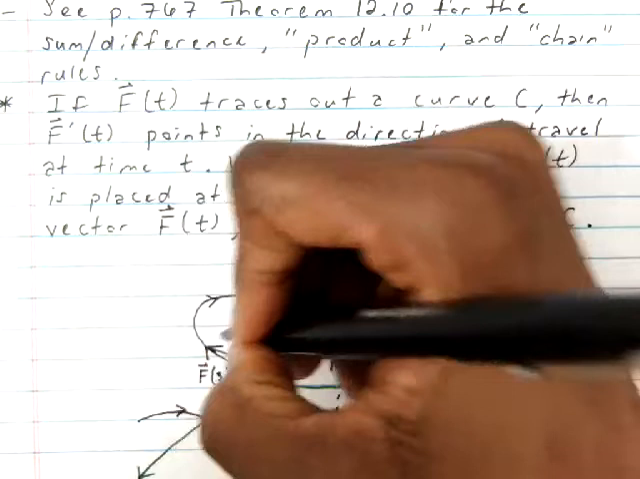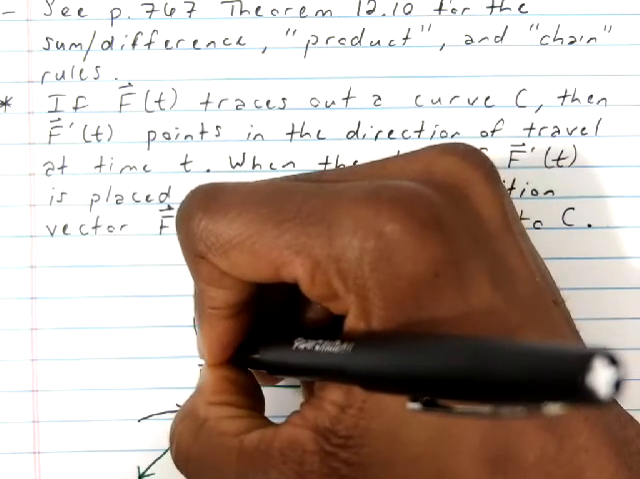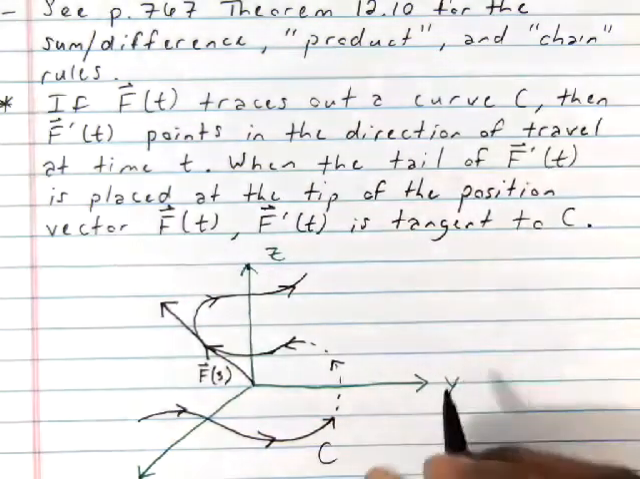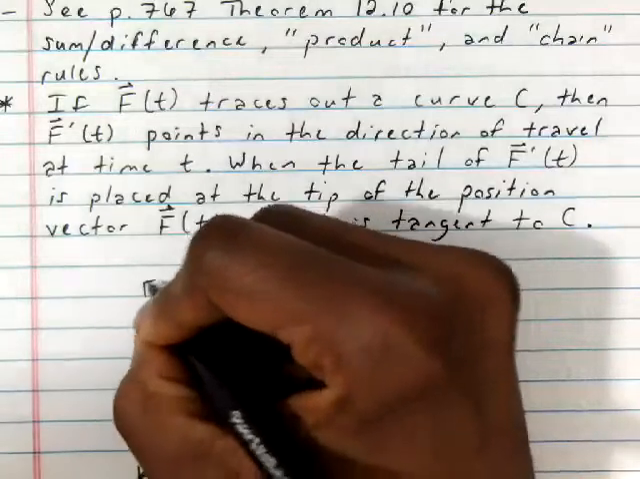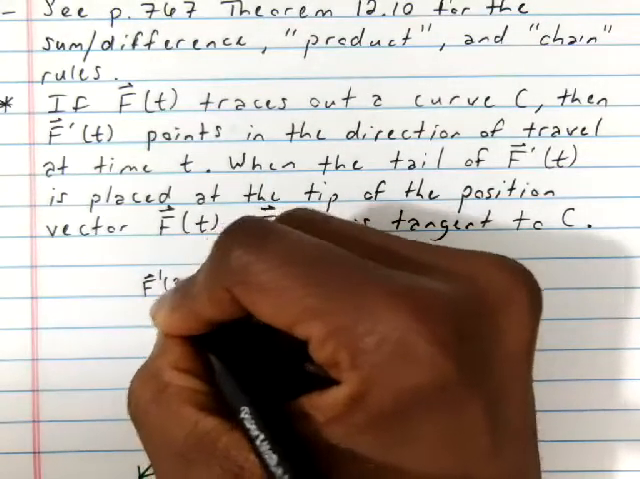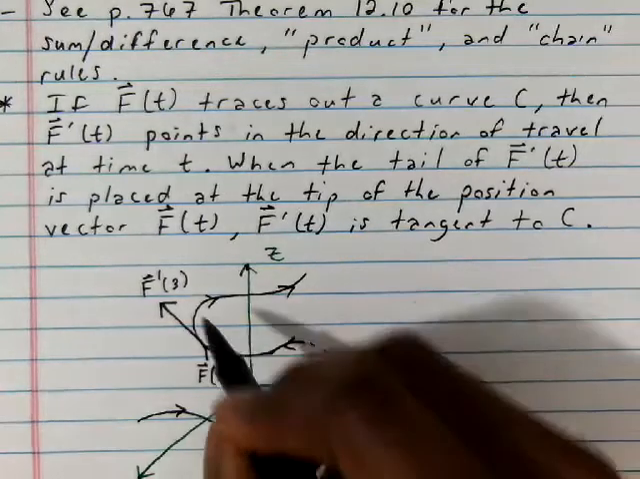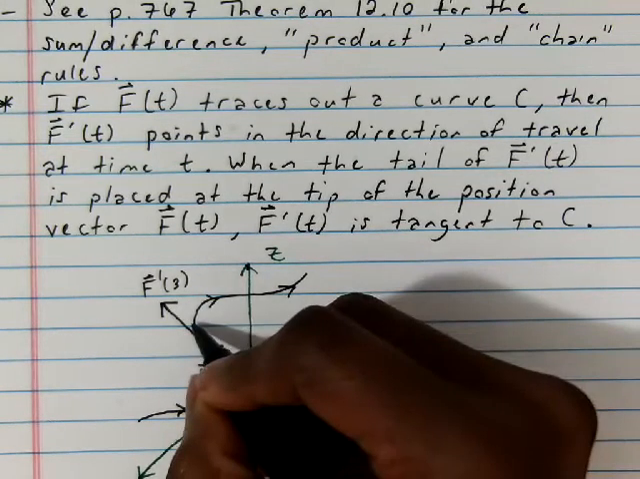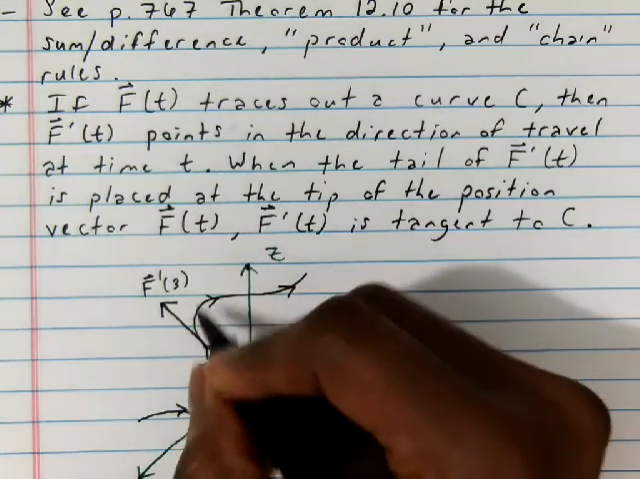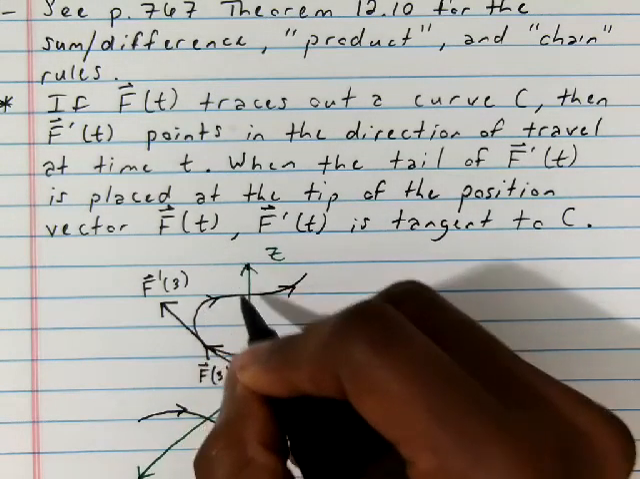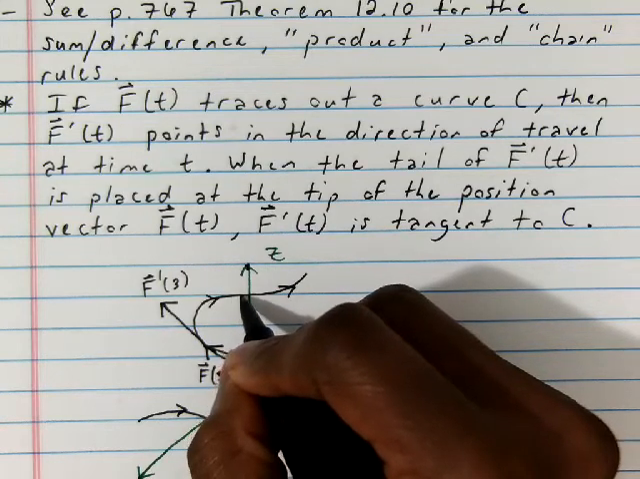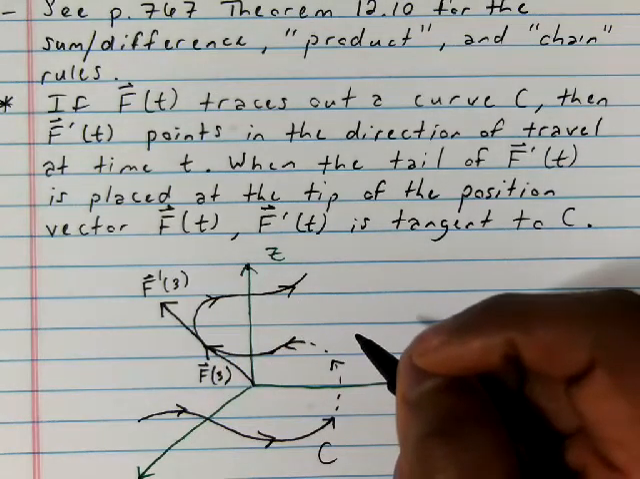So I didn't pick the best place in the world. If I drew that right there, that would be my f prime of 3. It is tangent to the curve, and it points in the direction of travel at that time right there. Now, if I were to look at some new time right here, the direction of travel will be that way. If I were to look at the new time right here, the direction of travel is that way. So the direction of travel is always given by taking a vector that is tangent to that curve, and it's going to point in the direction of travel at any particular point.